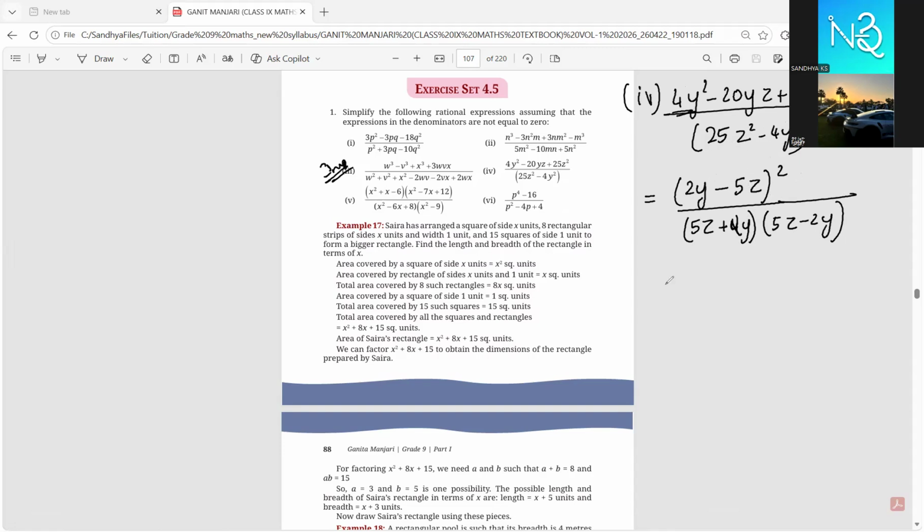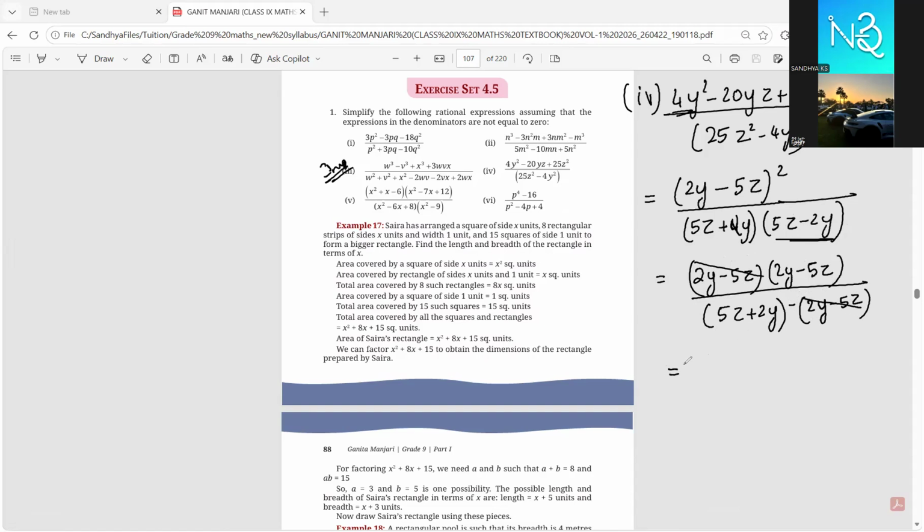And in the previous questions also, I told, you can see here, this is 2y, here also 2y. Minus 5z, here we have plus 5z. So the negative and positive are interchanging. So you can take it like that: it will become 2y minus 5z into 2y minus 5z divided by, here you will get 5z plus 2y. If I take a negative outside, I will get here also 2y minus 5z. Okay, so 2y minus 5z, 2y minus 5z get cancelled.